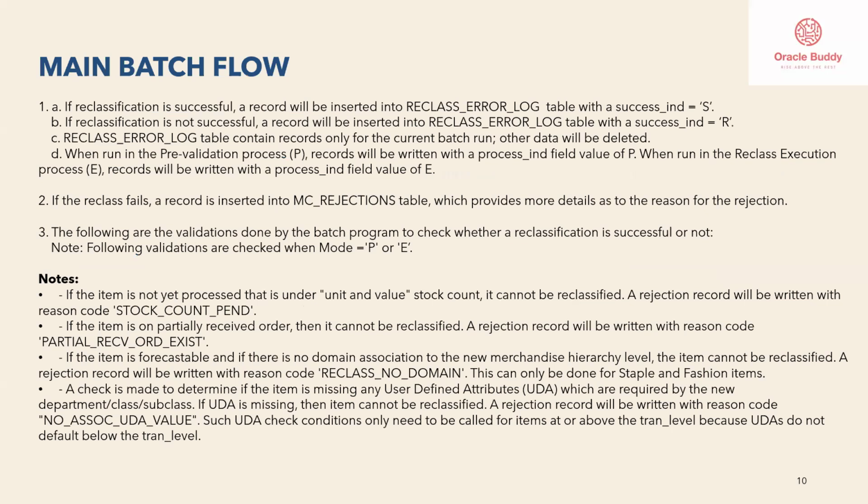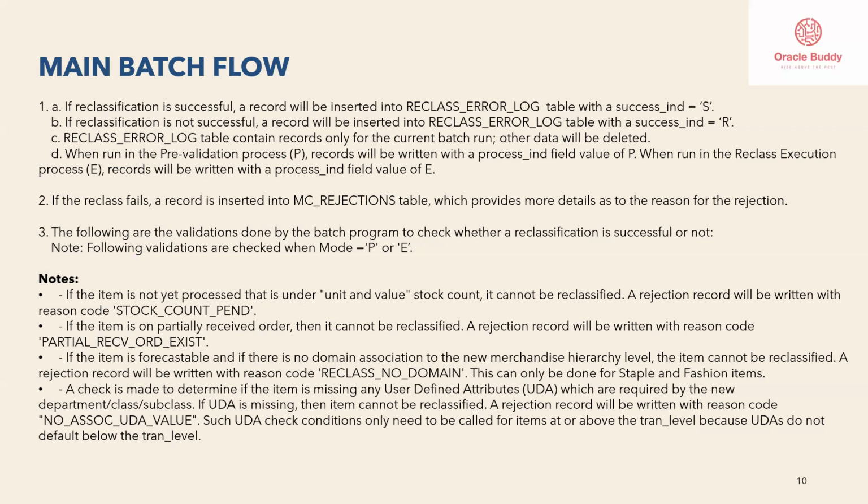Now let's discuss the main batch flow. If reclassification is successful, a record will be inserted into the reclass error log table with success indicator S. If reclassification is not successful, a record will be inserted into the reclass error log table with success indicator R. The reclass error log table contains records only for the current batch. Other data will be deleted.